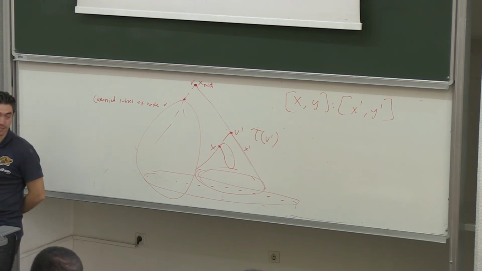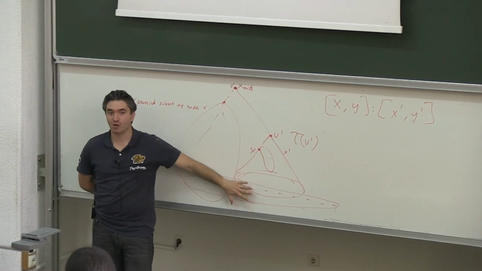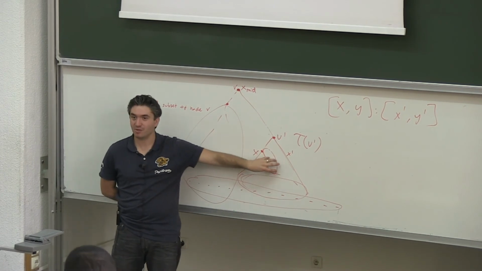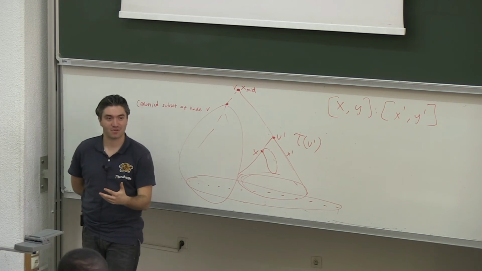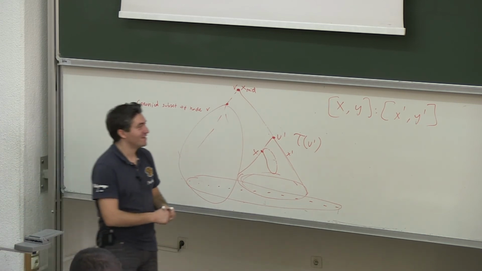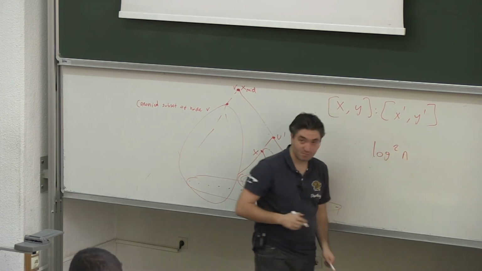Since it's not a log n time algorithm, because the original search takes log n and each of these subtrees again takes log n, the total is log square n. Okay, so the query time of this one is log square n.